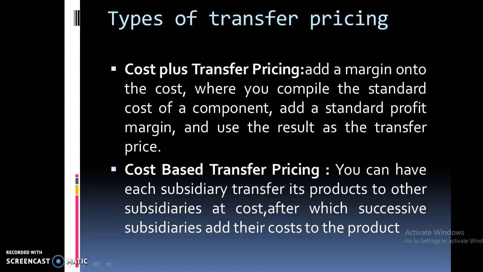And the last one is cost-based transfer pricing. One subsidiary unit calculates the total cost of production, and this cost of production is finalized as the price charged for transferring goods from one subsidiary unit to another. All the subsidiary units then fix the same cost as the price for transferring goods between themselves. That is the last one, cost-based transfer pricing. All these are the types of transfer pricing mechanisms.